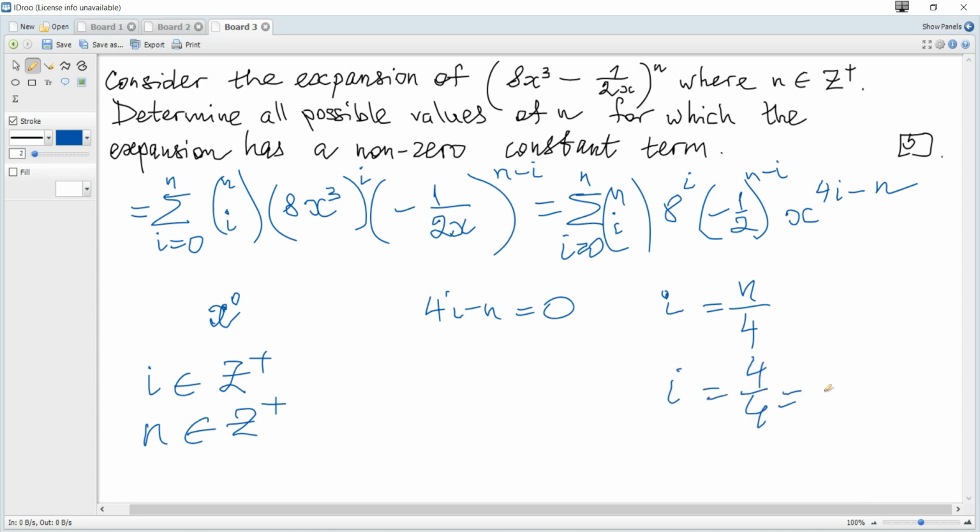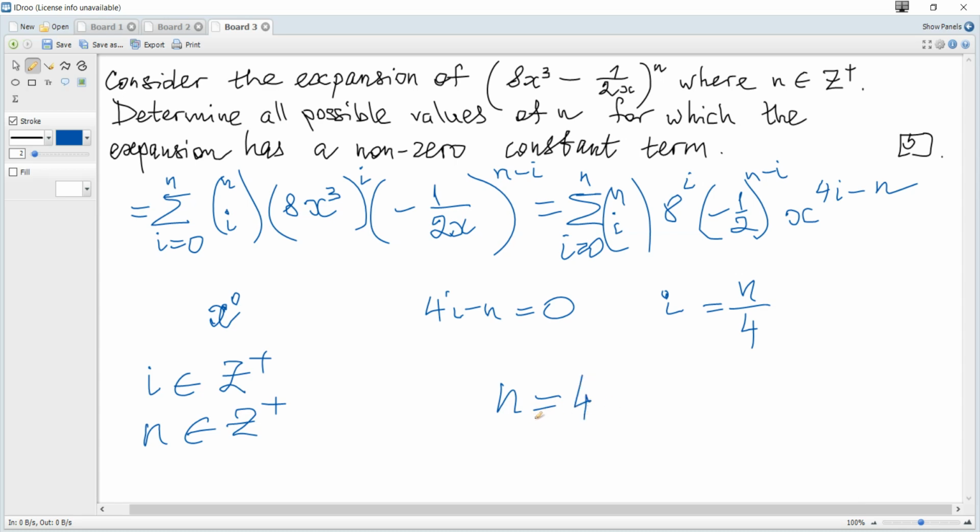So when n is 4, for i to be equal to 1, we get the term containing x to the power of 0. The next possible value of n is 8, so when n is 8, we get the constant term for i is 2, and so on. The next possible n is 12, and for n equal to 12, for i equal to 3, we get the constant term. And so in general we can write that n must be a multiple of 4.